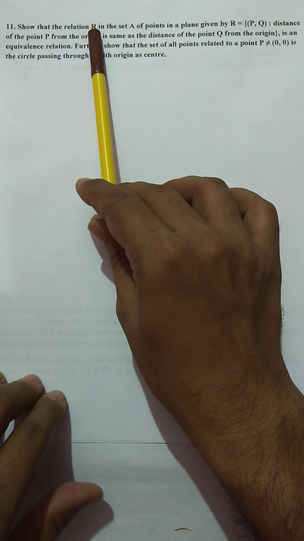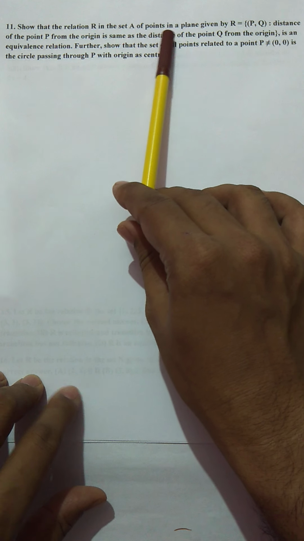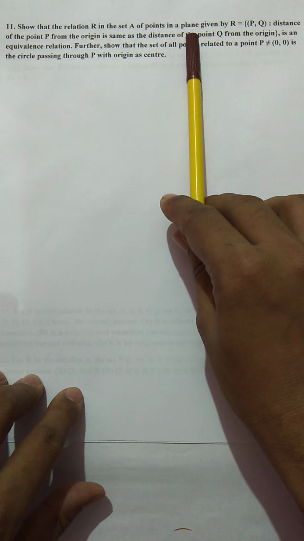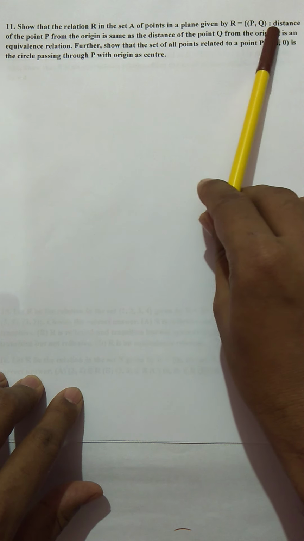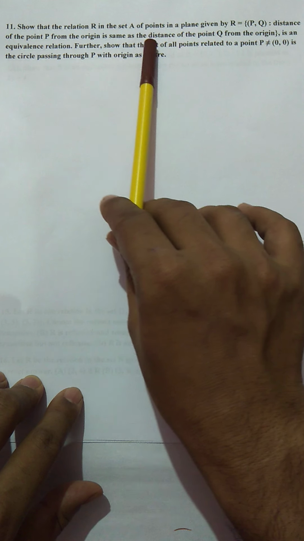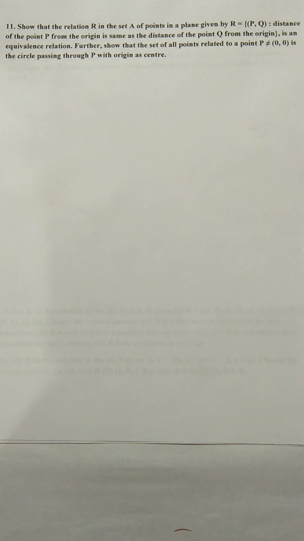Now see question number 11. Show that the relation R in the set A of points in a plane, given by R, where P and Q belong to this relation if the distance of P from the origin is the same as the distance of Q from the origin, is an equivalence relation. Next, further show that the set of all points related to a point P which is not equal to 0 is the circle passing through the point P with origin as its center.